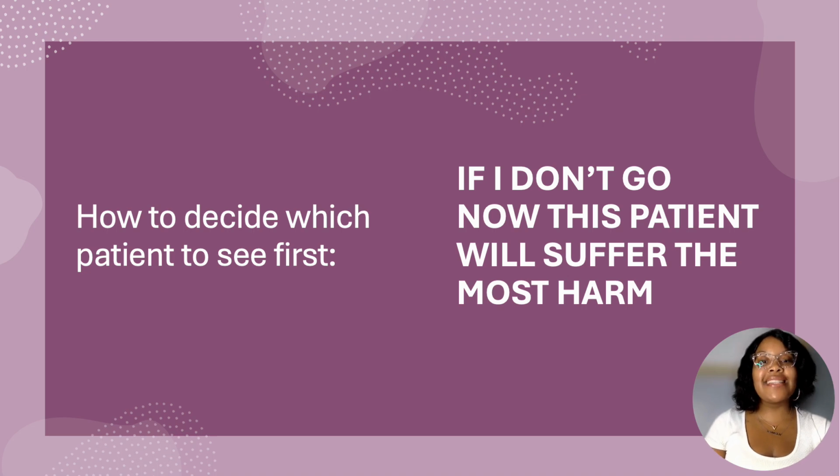All right, so how to decide which patient you will see first. This is what I want you guys to remember. In the other slide, I just told you ABCs and Maslow's hierarchy. But this is how you need to read your question. If I don't go see this patient now, this patient will suffer the most harm. If I don't go see this patient now, meaning first, they will suffer the most harm. Or on the flip side, you can say this: if I don't do this intervention first, the patient will suffer the most harm. This is how you answer priority questions. I just cracked the code for y'all.